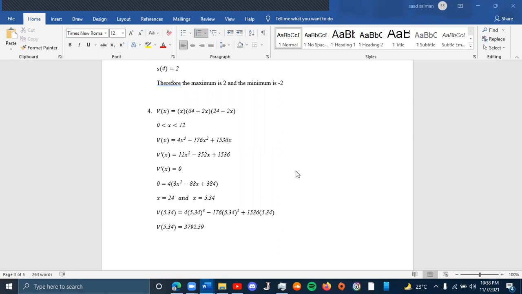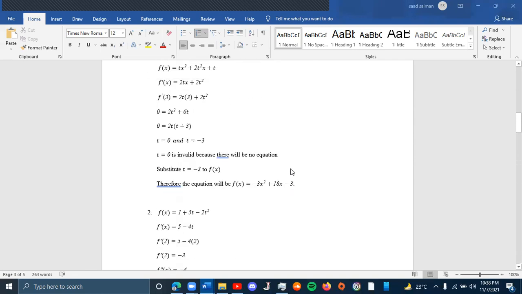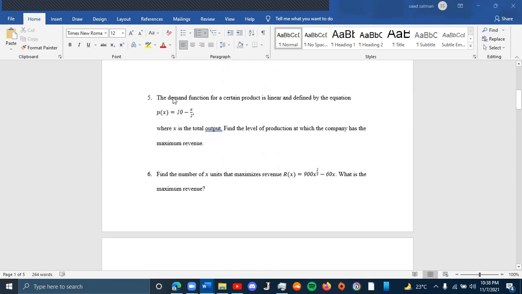So V(5.34) = 4(5.34 cubed) minus 176(5.34 squared) plus 1536(5.34). So V(5.34) would be equal to 3,792.59. Now, let's move on to question number 5.